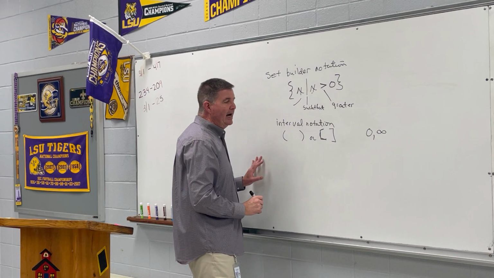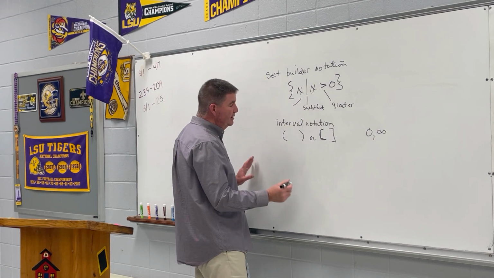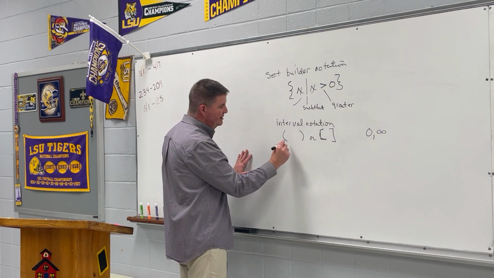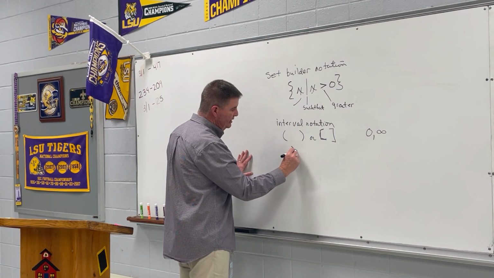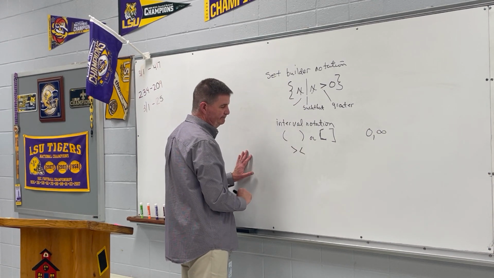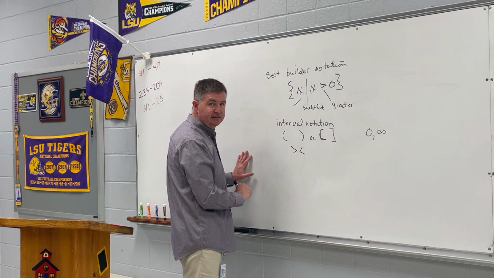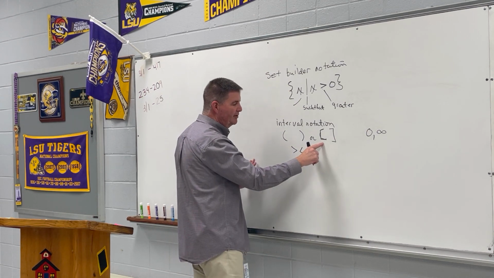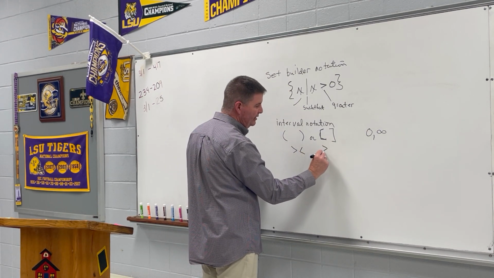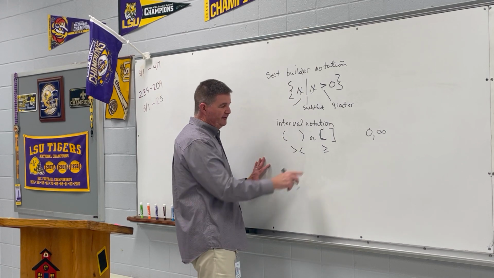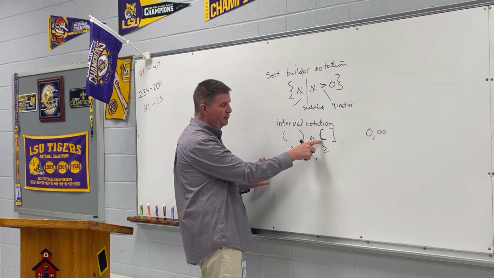Okay? Since it's greater than 0, what is the difference in this? This is greater than or less than. We use a parentheses. This with the bracket is greater than or equal to. If it's actually equal to that number, we'll use a bracket.